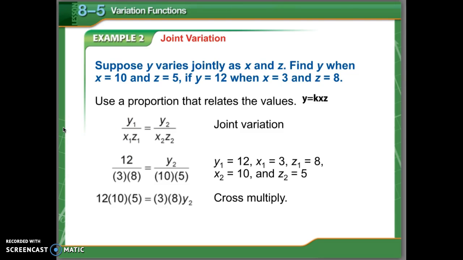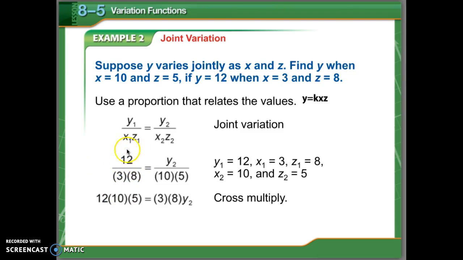So we're setting up two different scenarios. The first scenario is the first part where it says find y when x is 10 and z is 5. That's going to be all their 1s, or it could be your 2s. It really doesn't matter which one it is. And the second scenario, find y is 12 when x is 3 and z is 8, would be the other side. You can see they use the second scenario as the first part, which is fine. It doesn't really matter which part it is.